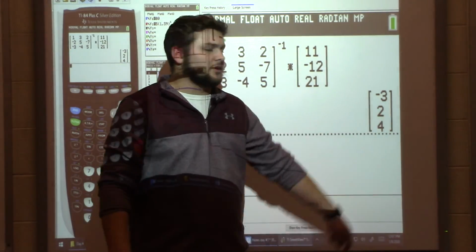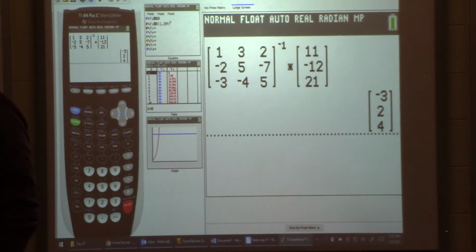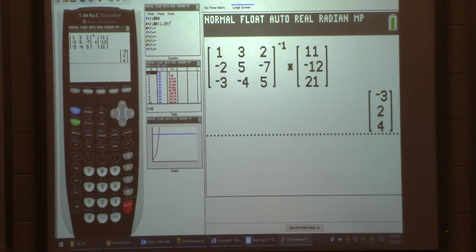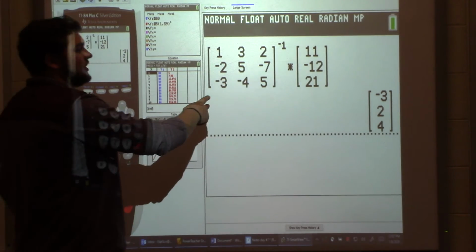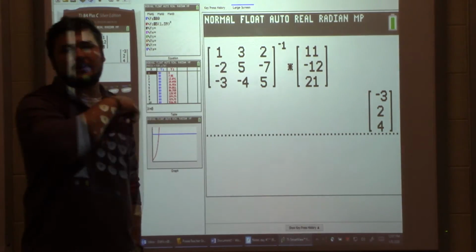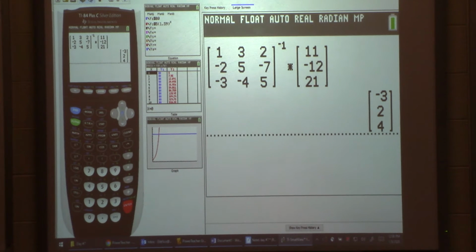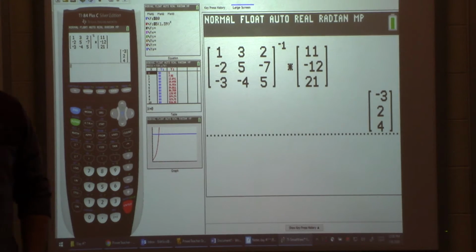So, I would still probably write it out as an ordered triple. So -3, 2, 4. But this is all you're going to have to do now to solve those 3 variable, 3 equation problems. Now, on the test, like I mentioned, you can do it this way. You'll get all the credit for it. That's fine. But if you do it by hand, like we learned yesterday, you'll get 2 extra credit points. Okay? So you're more than welcome to do it by hand as well.